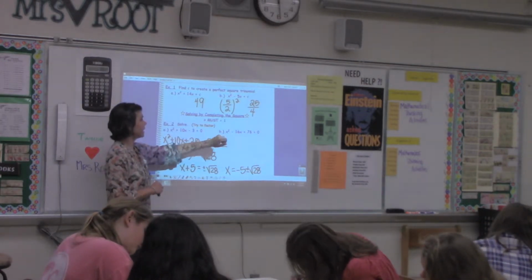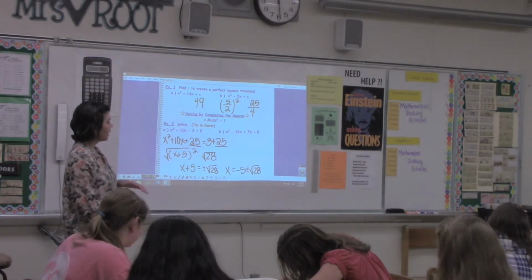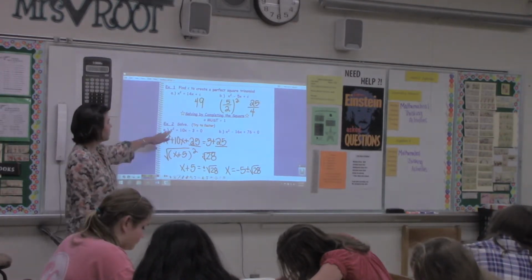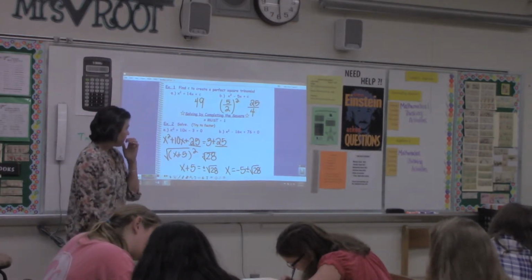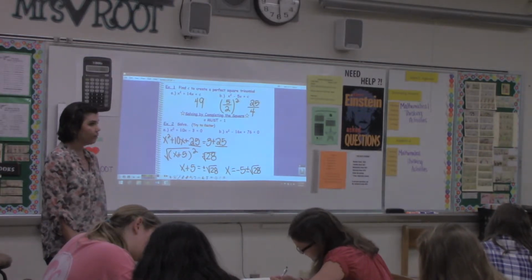All right, write this next one down. x squared minus 16x plus 76 is equal to 0. So follow this one right here. I want to see your plus blanks. So you're going to complete the square and then solve. I'll give you a few minutes to do that.